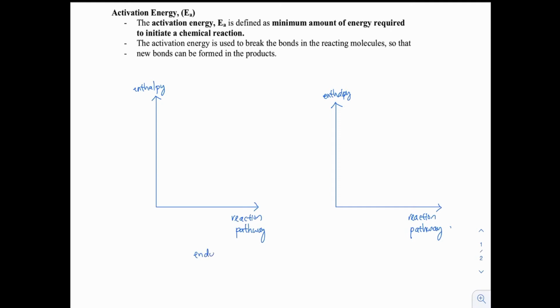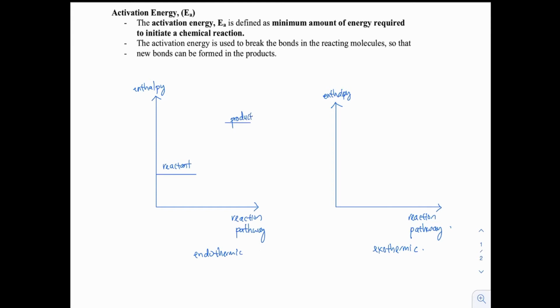One is an endothermic graph. The other one is an exothermic graph. Alright, now let us look at the endothermic graph. For an endothermic graph, the reactant will always have a low energy compared to the product. So this is the enthalpy of the reactant, and the enthalpy of the product is slightly higher.